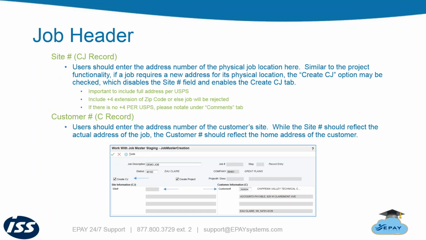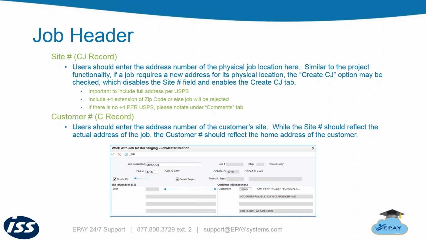Moving on, users should enter the address number of the physical job location where you see CJ record. This is similar to the project functionality. If a job requires a new address for its physical location, then the Create CJ option may be checked, that little box there. And this disables the site number field and enables the Create CJ tab where you can enter the information needed.